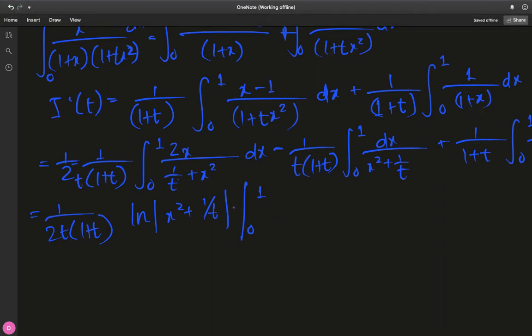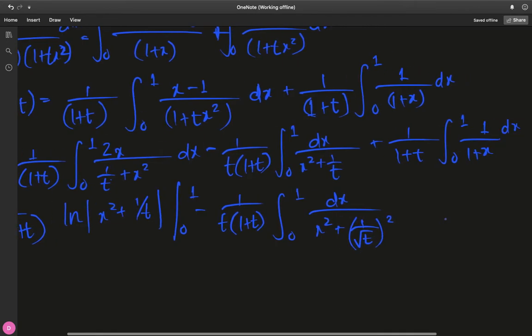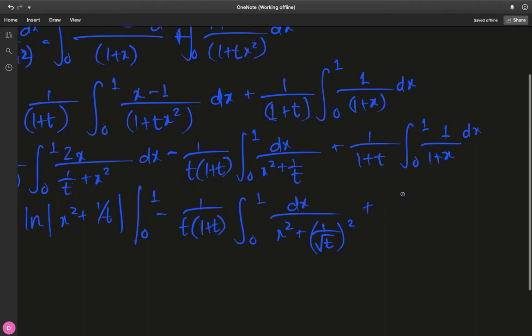Okay, so we basically have this expression minus 1 over t times 1 plus t, and the integral from 0 to 1 of dx over x squared plus, and instead of 1 over t I can write this as 1 over square root of t, but the whole thing squared. And integrating this is really easy. It's 1 plus t times the natural log of 1 plus x evaluated from 0 to 1, since it's a linear term and the coefficient of x is 1, so we don't even need to divide by anything. This is just the natural log of 1 plus x.